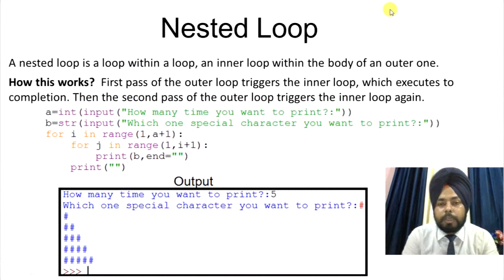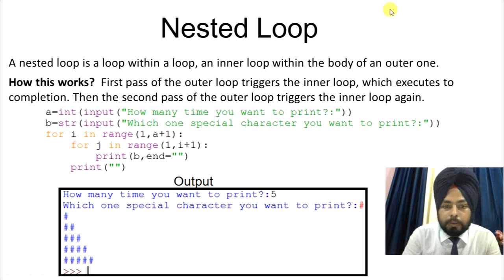Next topic is nested loop. A nested loop is a loop within a loop, means a loop inside the loop is called a nested loop. An inner loop within the body of an outer one. How does this work? First, it will pass to the outer statement, and then it will go to the inner statements. An example is given here.